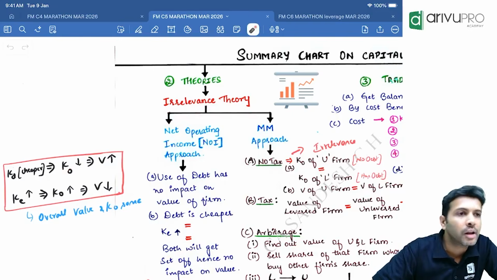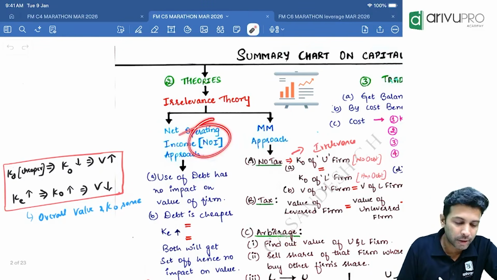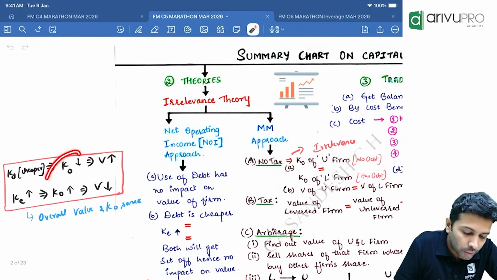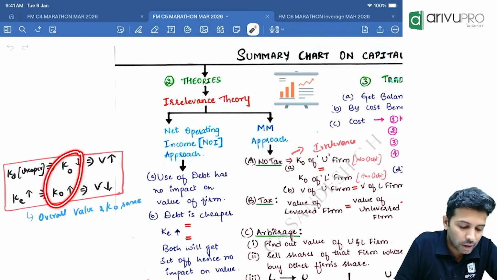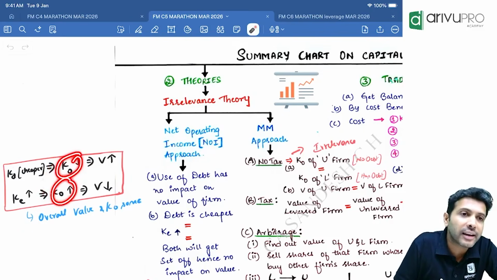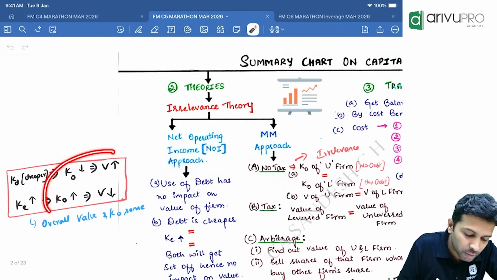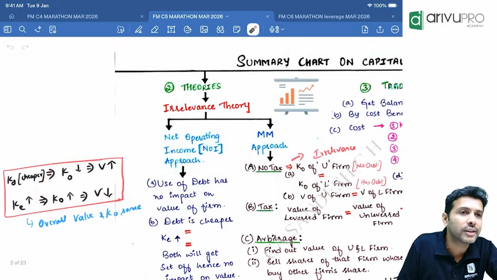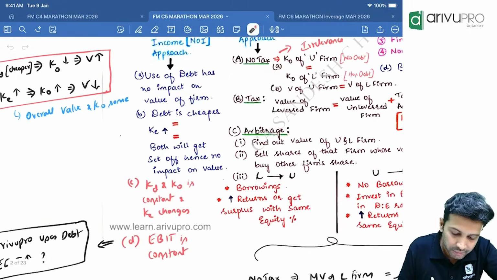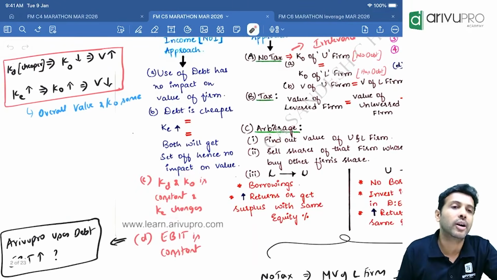Done? So as per net operating income approach, KO, any change or no change? KO may change first, it will reduce, then it will increase by the same amount. Any change or no change? That means as per this theory, few things are constant. Read this and tell me, or take a guess, what are the things constant? KO and the value of the firm will remain constant.